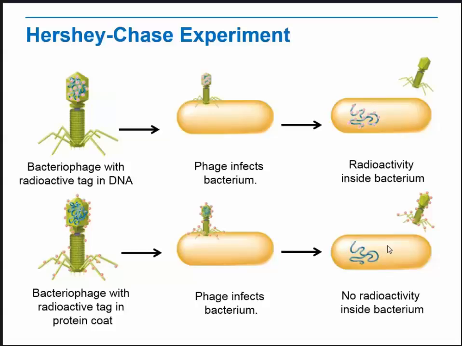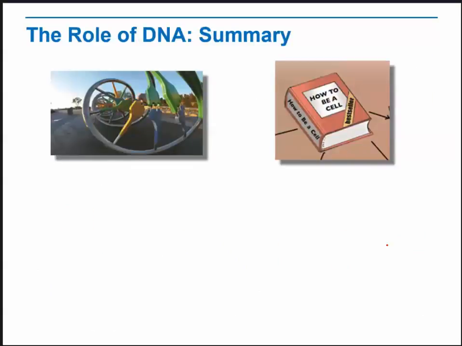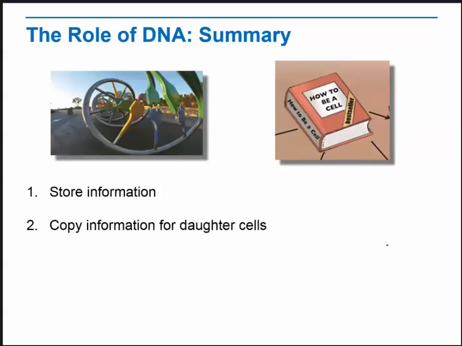This experiment confirmed Avery's results, convincing many scientists that DNA was the genetic material found in genes, not just in viruses and bacteria, but in all living cells. DNA has 3 essential roles. We'll learn more about each of these roles in future lessons. DNA is responsible for storing information. It's also responsible for copying that information for future daughter cells. And finally, DNA's role is to help transmit information to daughter cells.